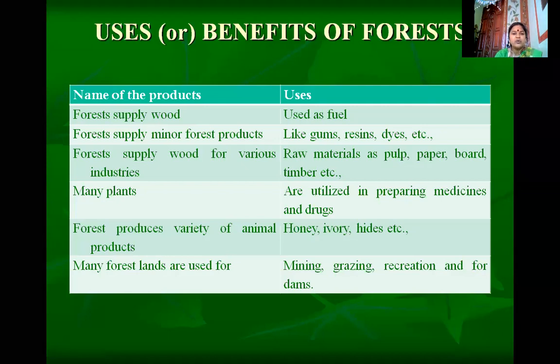And forests supply wood for various industries. So raw materials such as pulp, paper, board, timber, etc. are made. And nowadays, they make paper, whatever we use, notebooks, from pomace. Please take note. Pomace, P-O-M-A-C-E. Pomace is nothing but the waste of sugar cane.